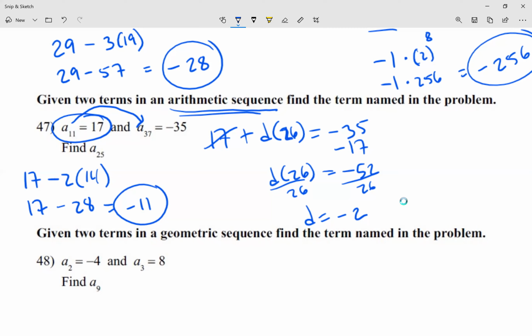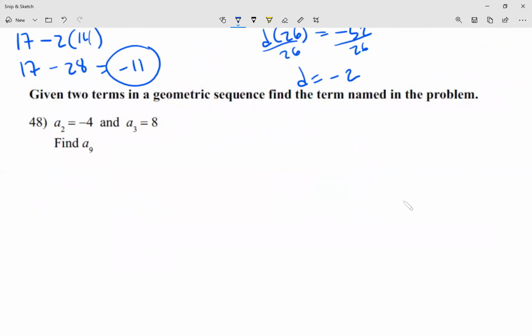Now, for geometric sequence, question number 48. For a geometric sequence, my repetition, my pattern, is multiplying. So I have the second number in the list and the third number in the list. I'm going to go -4 times r. I'm going to call r the ratio, the number I multiplied one time, because from the second number to the third number, I have to multiply only once.